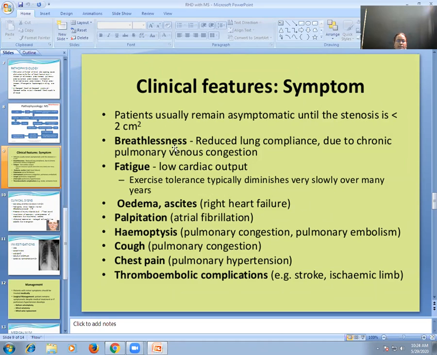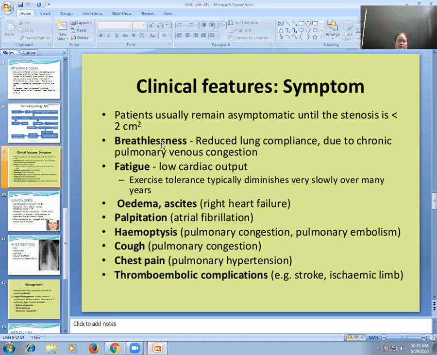The most common complaint is breathlessness, but the patient remains asymptomatic until the stenosis is critical, until your heart is able to compensate for the hemodynamic changes. The patient will remain asymptomatic until your heart is able to adjust to the hemodynamic disturbances. But once your heart fails to adjust to these hemodynamic disturbances, then the patient becomes symptomatic. This patient becomes symptomatic when the stenosis is less than 2 centimeters square.